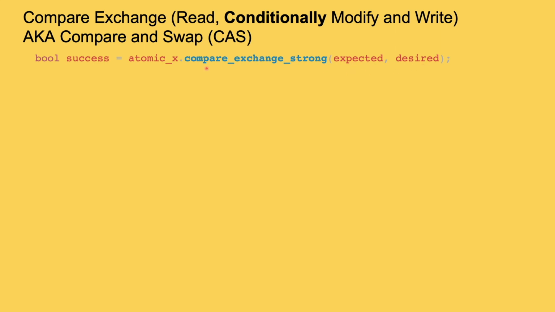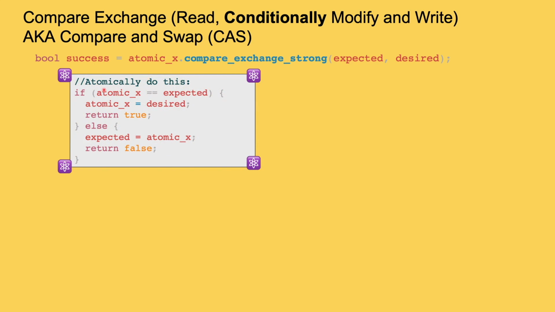Now, what happens is that once you run this, the algorithm will get executed atomically. So we compare the value of x with expected. If it was expected, then we update its value to the desired value, and we return true, so success would be true. Otherwise, we update expected to this value and we return false. The important point is that this whole algorithm runs atomically.